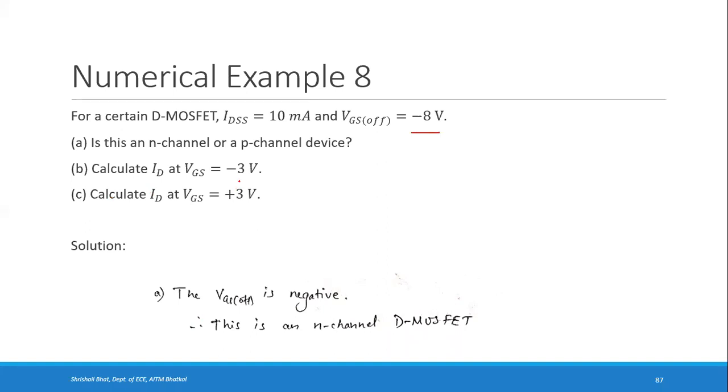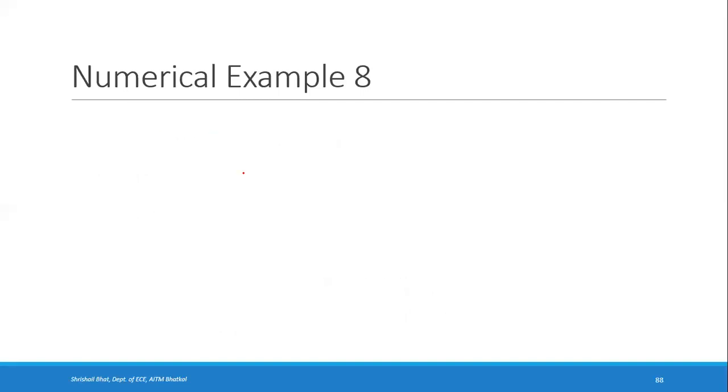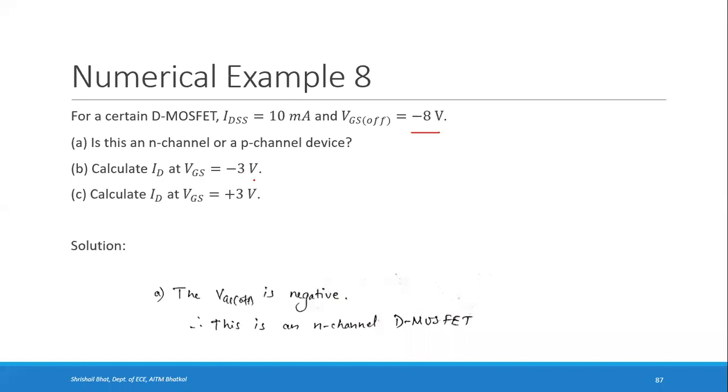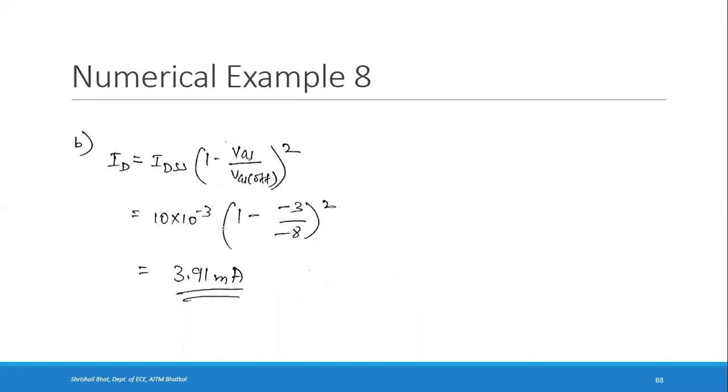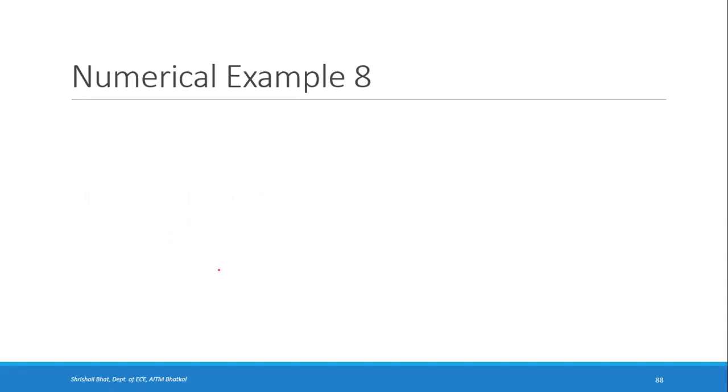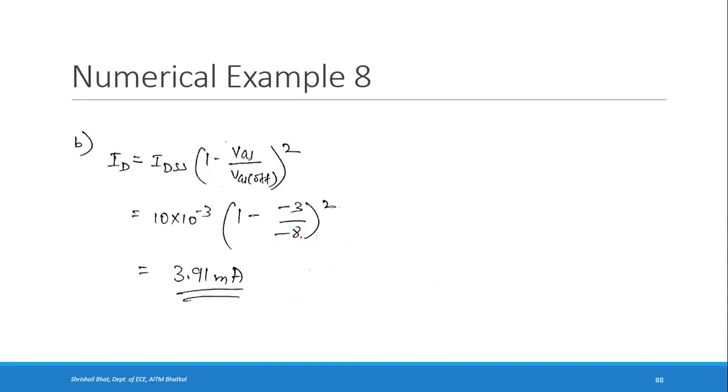For a DMOSFET, the equation is the same square law, right? ID is equal to IDSS multiplied by 1 minus VGS divided by VGS off, the whole square. In the first case, in B, VGS is -3, so substitute it here. IDSS is 10 milliamps, VGS is -3, divided by VGS off, which is -8. If you calculate it, you should get the value of ID as 3.91 milliamps. This is when VGS is equal to -3.